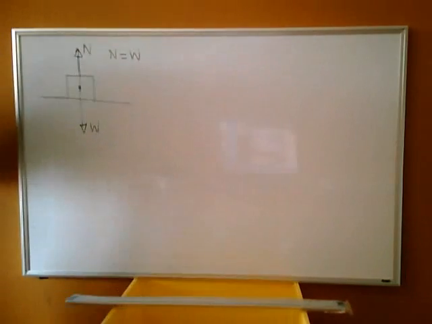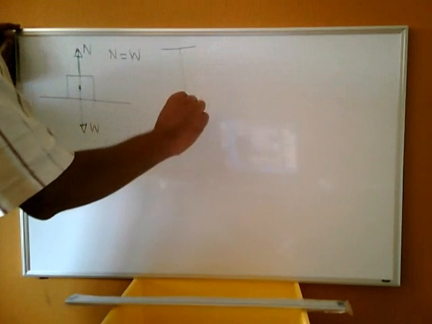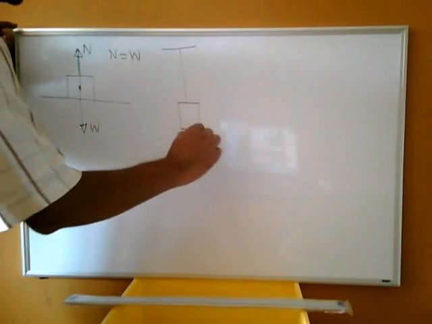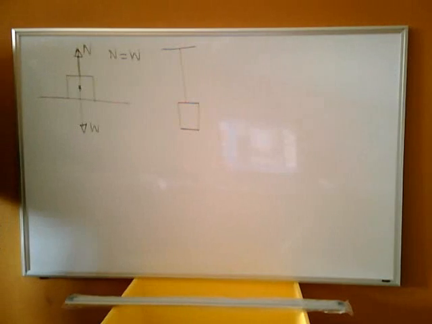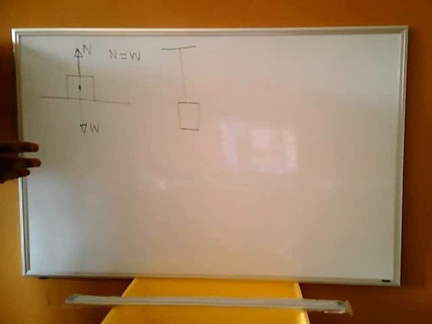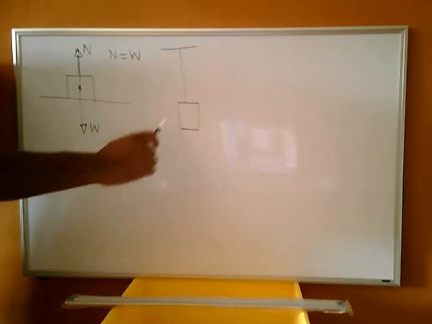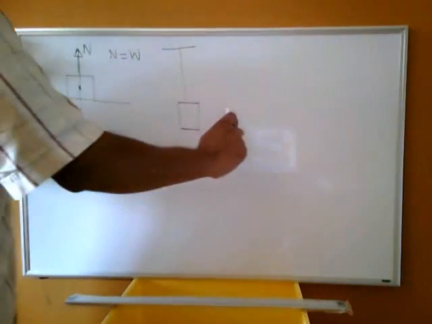Now let us consider another case. Let us consider a case where a block is being suspended from a string which is tied to the ceiling. Now this block is also at rest. Now to draw force diagrams here, I'm going to separate the block out. Instead of drawing all the forces acting on this block in this diagram, I'm going to separate the block out.